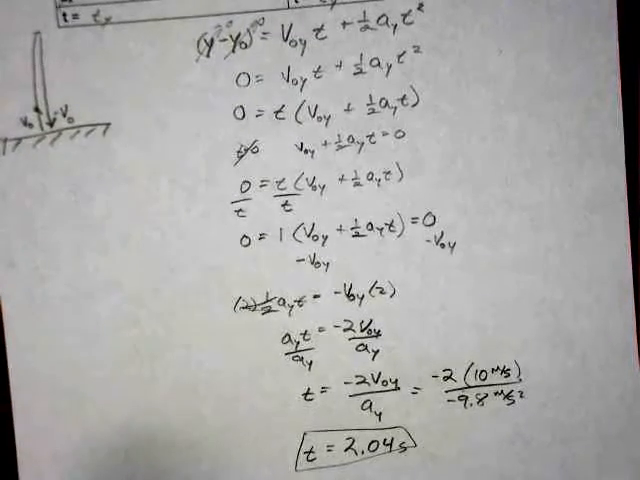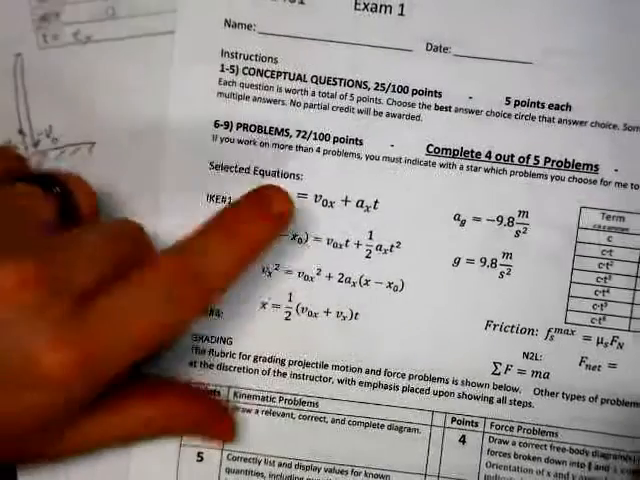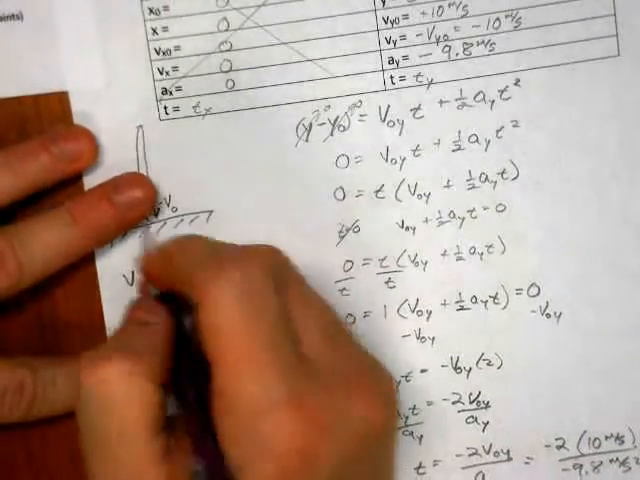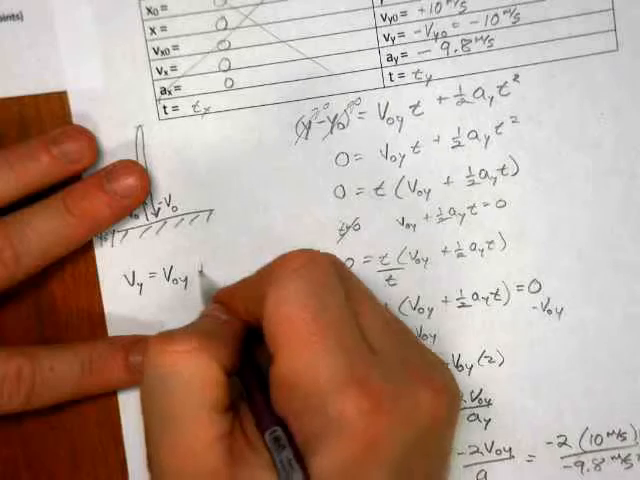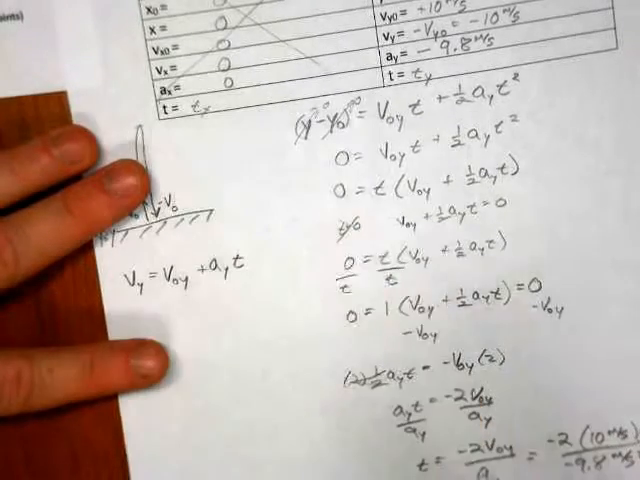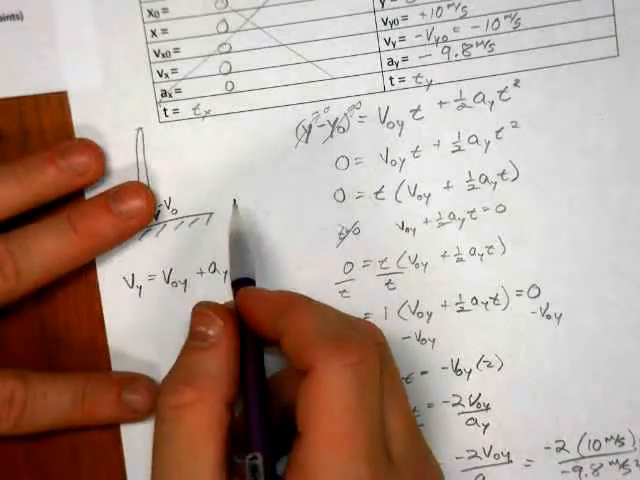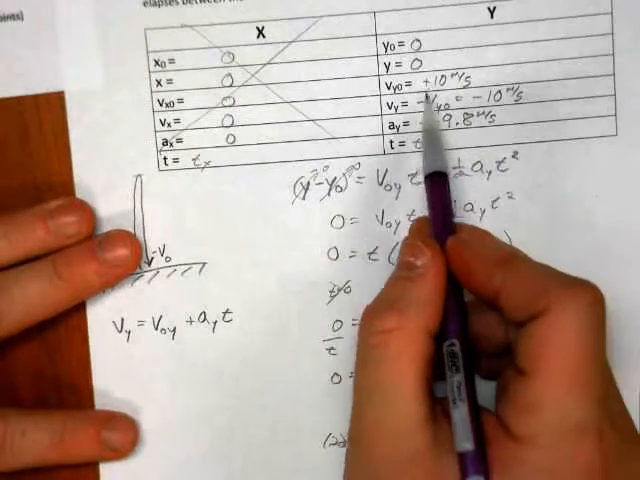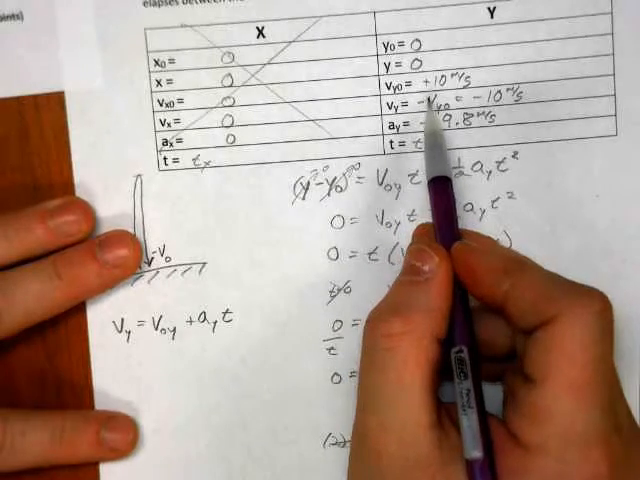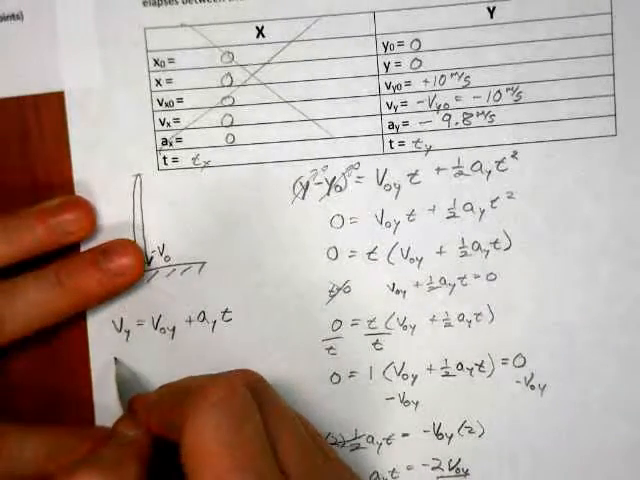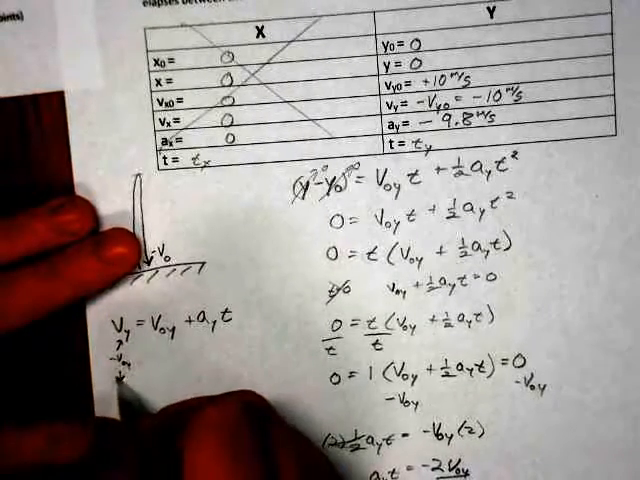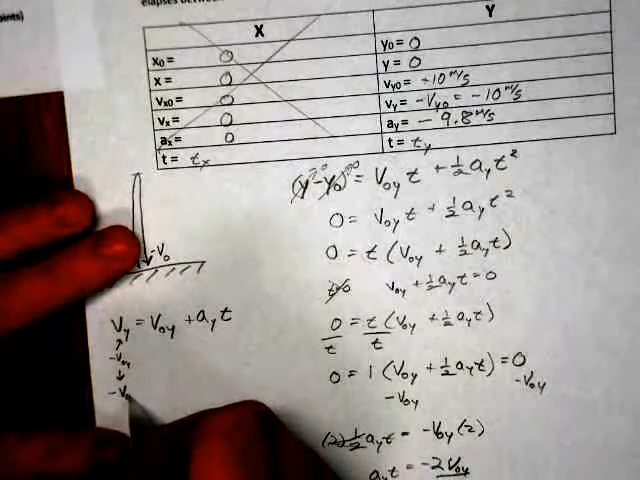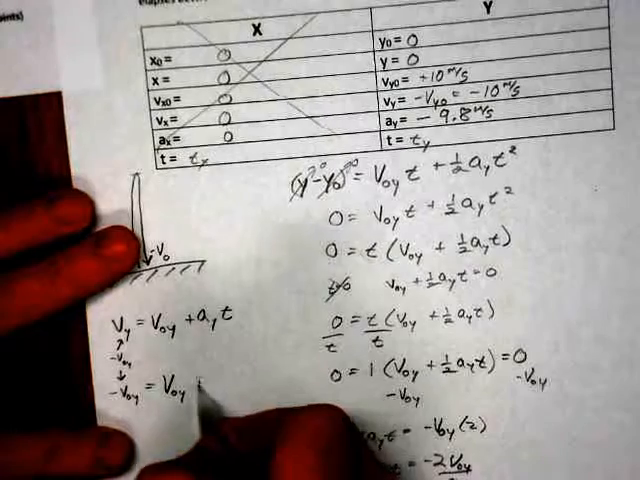There is another way you could do it. Like I was mentioning earlier, you could use this first equation here. Vy equals V0y plus ayt. Well, we know from back here in our chart that Vy equals negative V0y. So I'm going to put in negative V0y there, which is going to give me negative V0y equals V0y plus ayt.